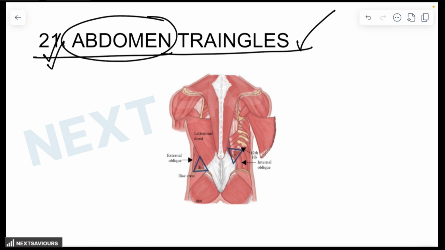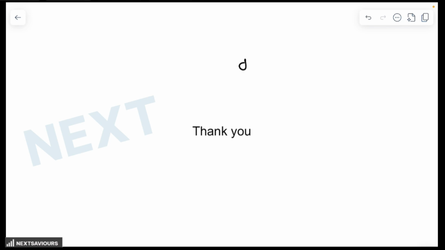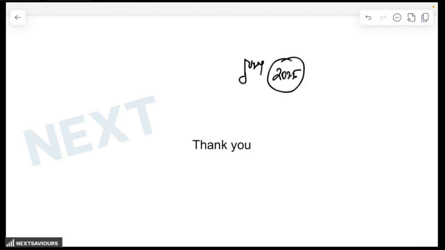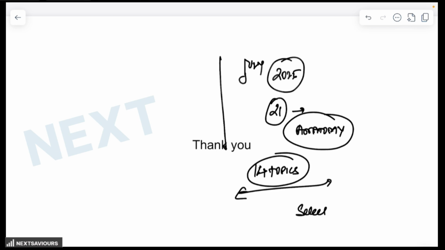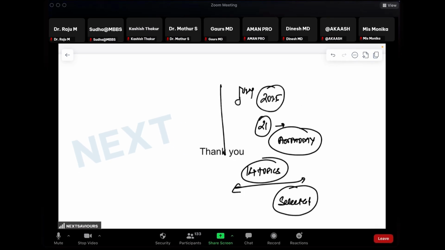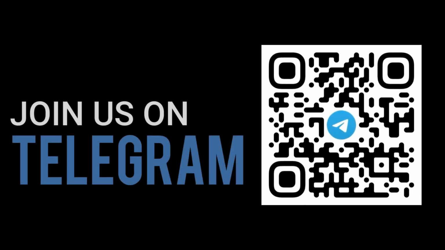So for the students appearing in this July session of FMGE 2025, these are the 21 most important topics from anatomy out of which questions are likely to be asked in your examination. If you are aware of at least 14 topics out of these 21 through and through, that means you have already passed the examination. So all the best for your future examination.